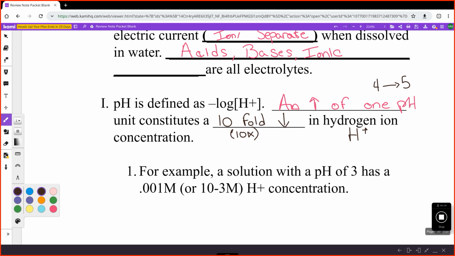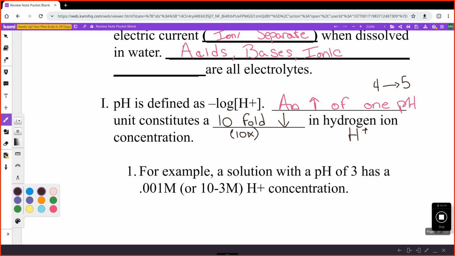4 to 6 is 2 pH units. So it's 10 times to go from 4 to 5. It's 10 more times to go from 5 to 6. And so in total, if you went from 4 to 6, it would be a 100 times decrease in hydrogen ion concentration. A pH of 6 is 100 times weaker as an acid than a pH of 4.